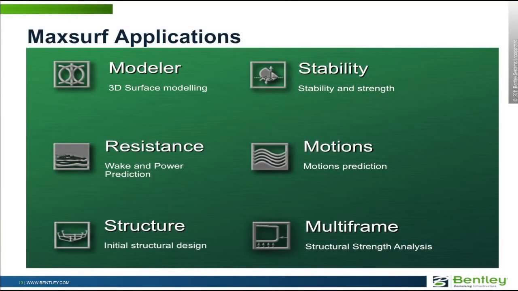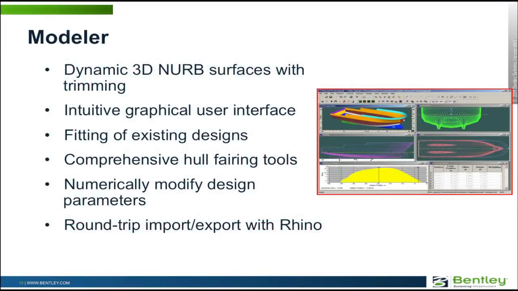Let's look first at the modeler application. The modeler is really the heart of the Maxsurf system, and as I mentioned, it uses 3D NURB surface modeling, non-uniform rational B-splines. But not only does it use that approach in modeling, it contains a couple of special capabilities, particularly relating to surface trimming, where we have complex edges on a surface but a smooth interior. And that trimming is dynamic to allow us to interactively update the model as we modify the design.